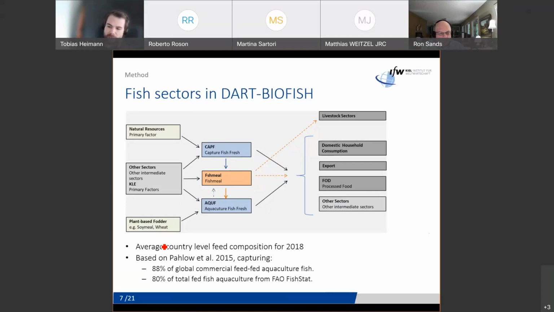And this feed composition is based on Paolo et al. from 2015. He derives fish-specific feed shares for 88% of the global commercial feed-fed aquaculture fish. And if we link this fish-specific data to the country-level aquaculture production data from FAO FishStat, we account for about 80% of the aquaculture fish out of the FAO data. And this then represents our feed composition.